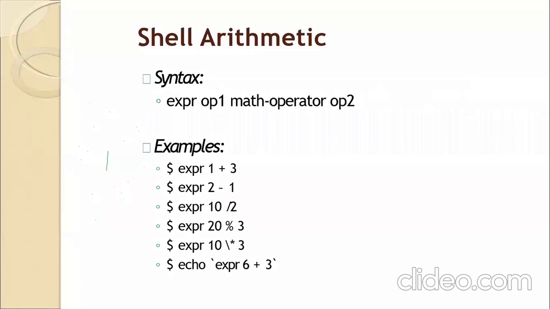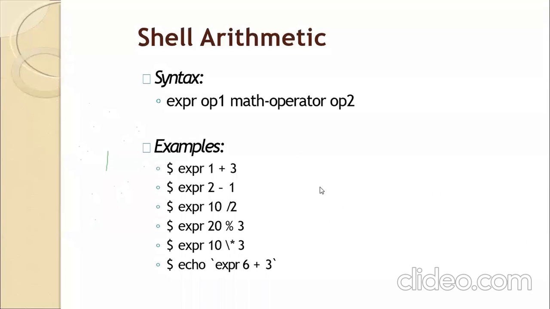Then shell arithmetic operation. How to perform arithmetic operations in a shell? The syntax is expr, first number, math operation, and second number. So these are examples: expr 1 plus 3, expr 2 minus 1, expr 10 divided by 2, expr 20 mod 3, expr multiplication, and expr 6 plus 6. This will do the addition and store it into the number.